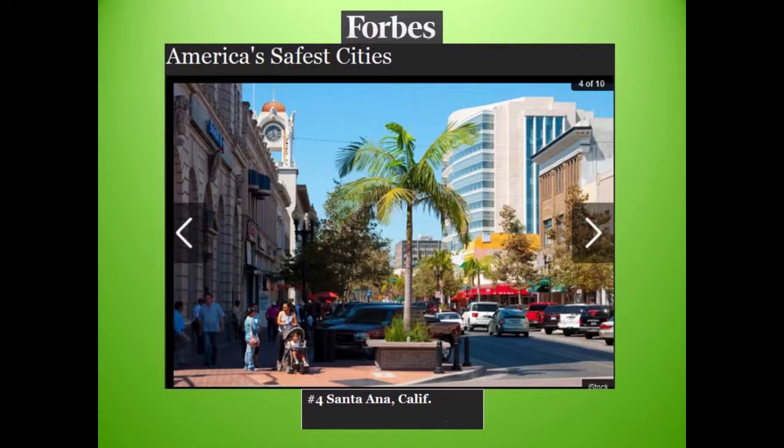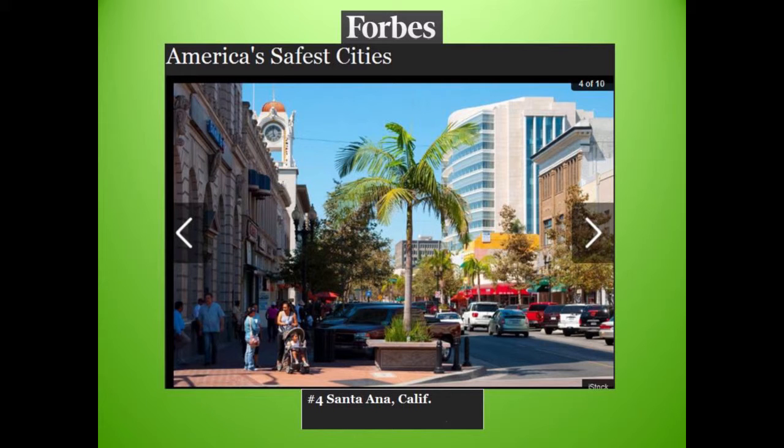The effects were concentrated among minority males who committed half as much crime if they got into the school they asked for. With that in mind, you might be less surprised to know that Santa Ana, California, 90% minority, was rated by Forbes magazine a year ago as the 4th safest city in the country.